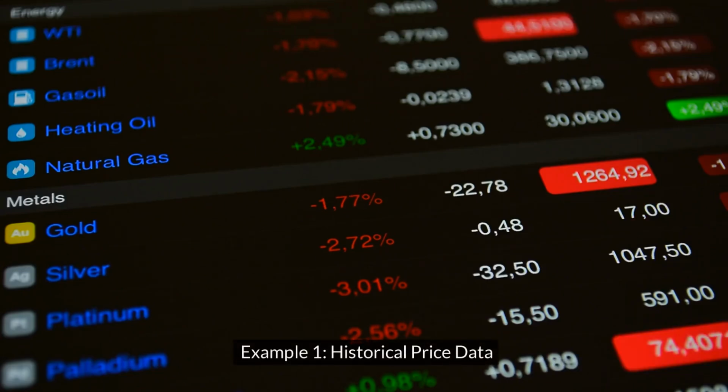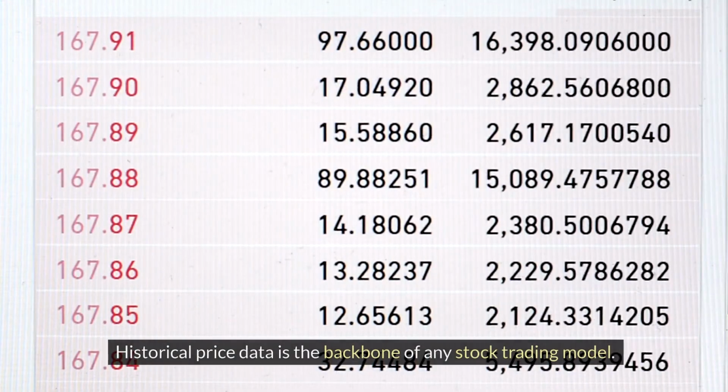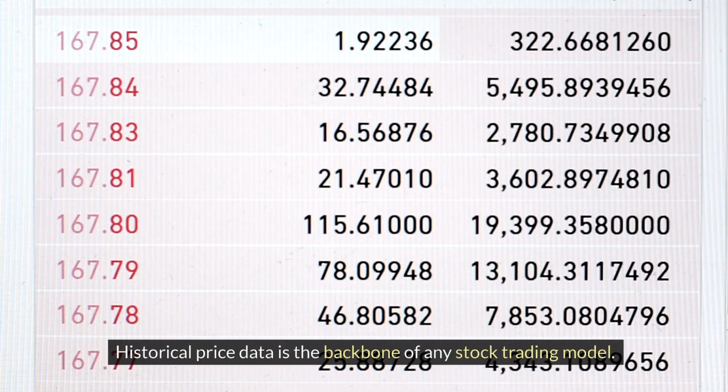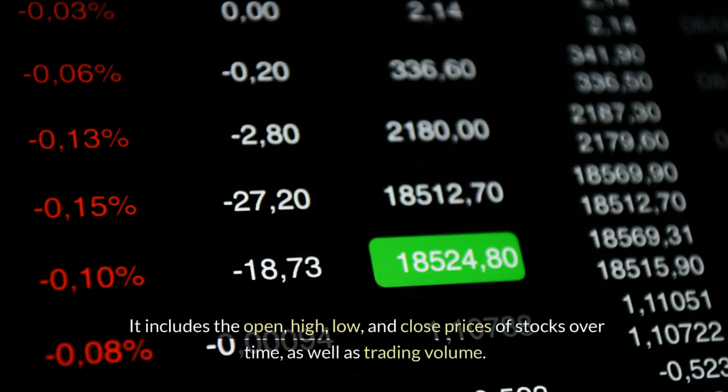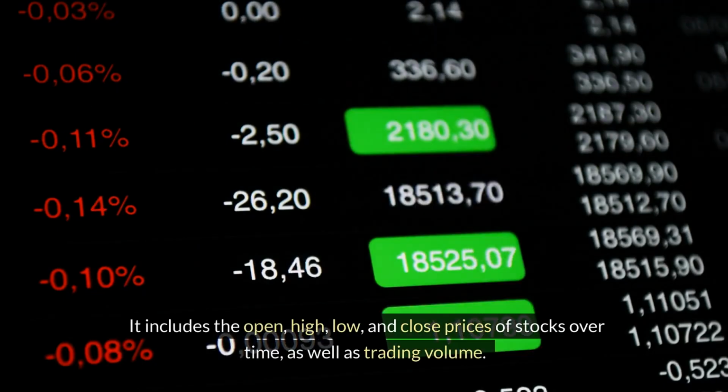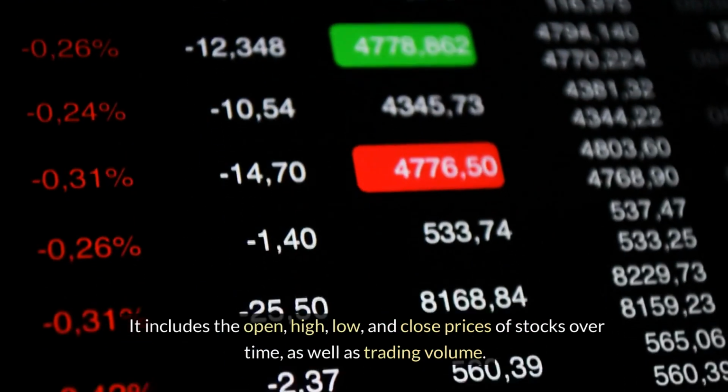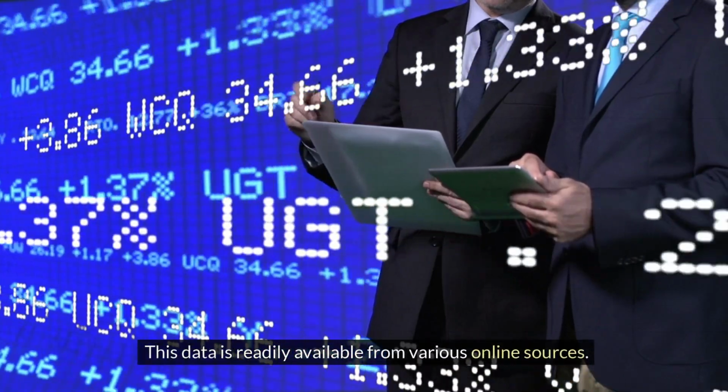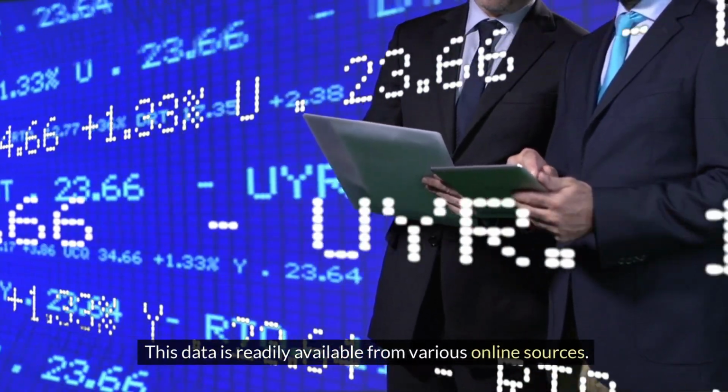Example 1. Historical price data. Historical price data is the backbone of any stock trading model. It includes the open, high, low, and close prices of stocks over time, as well as trading volume. This data is readily available from various online sources.